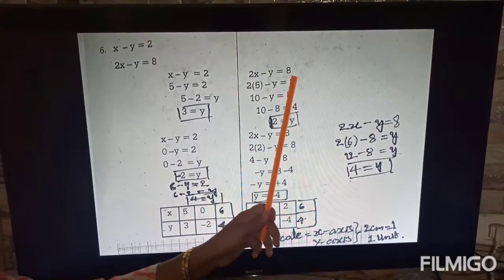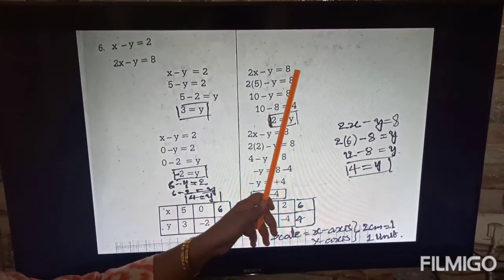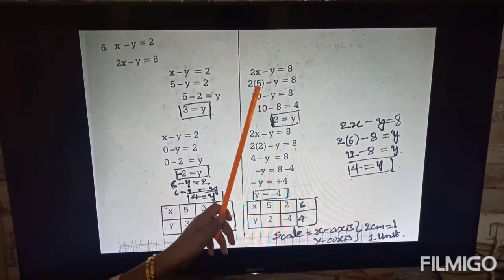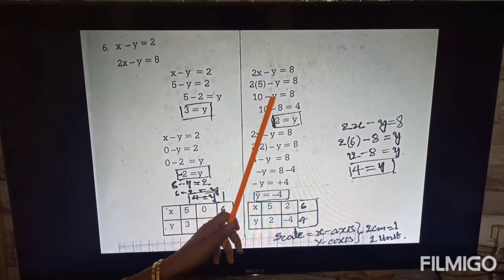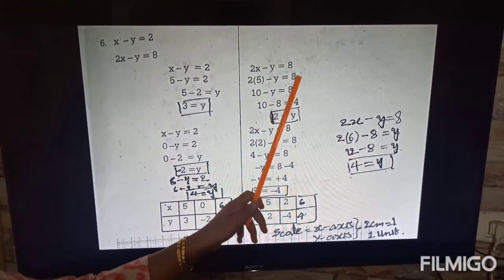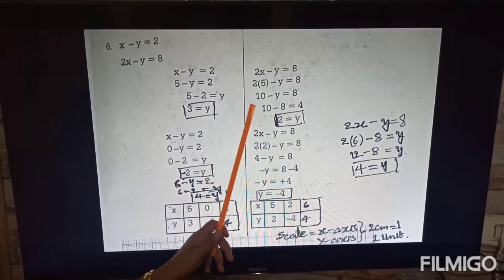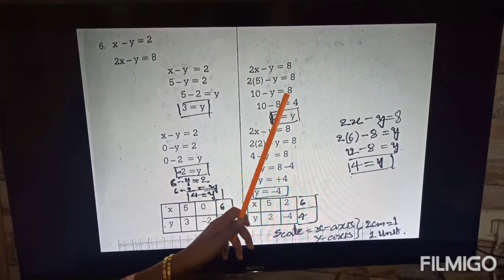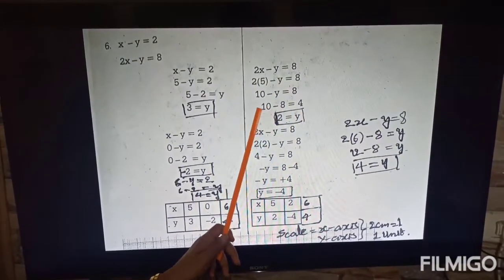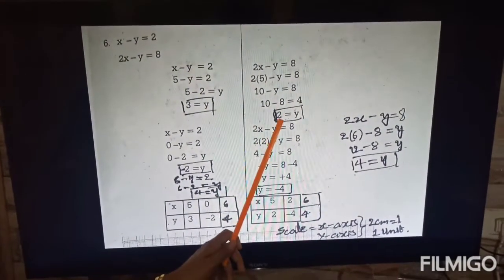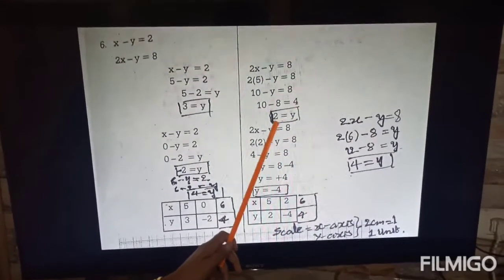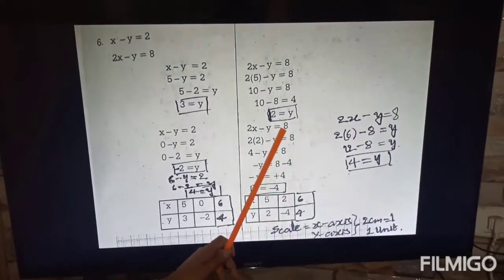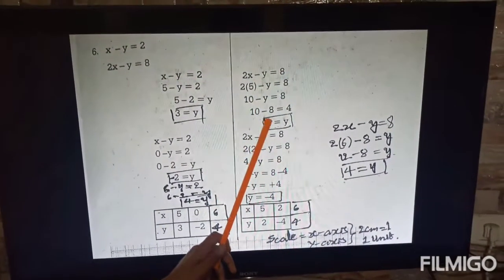Next take the second equation, 2x minus y is equal to 8, and replace x by 5. 2 into 5 will be 10, minus y as it is, 8 will be as it is, and take 8 to the left side. 10 minus 8 is equal to 2. This is y. 2 is equal to y. y is equal to 2 we got.